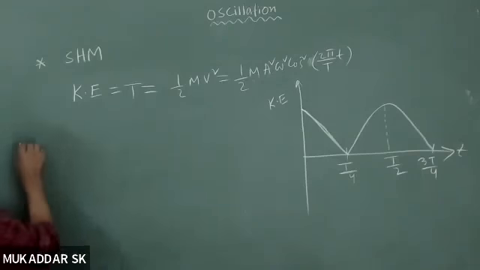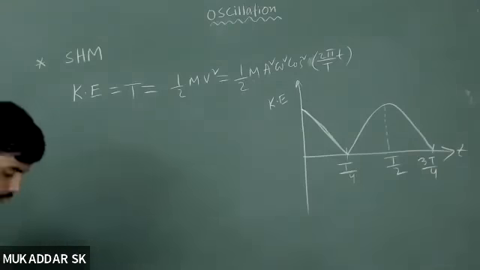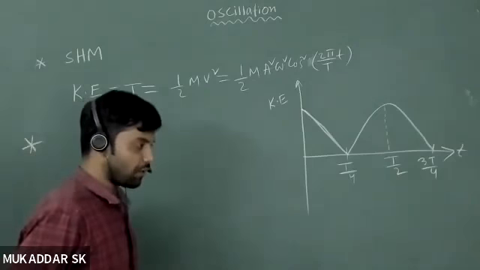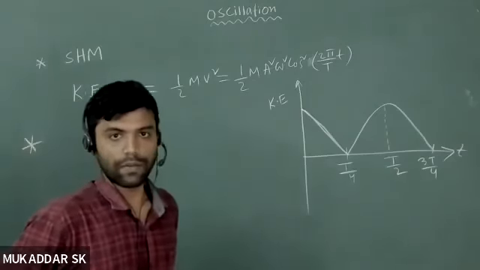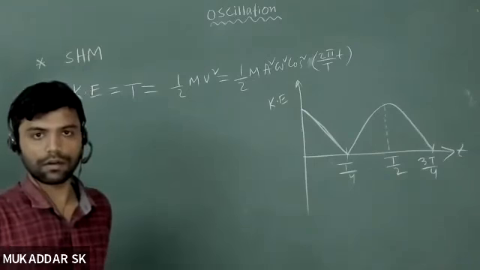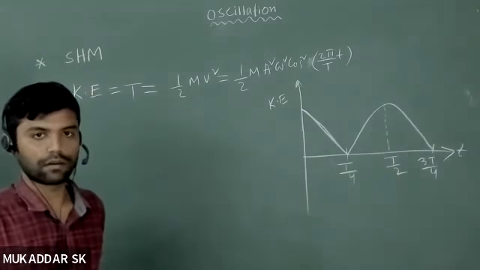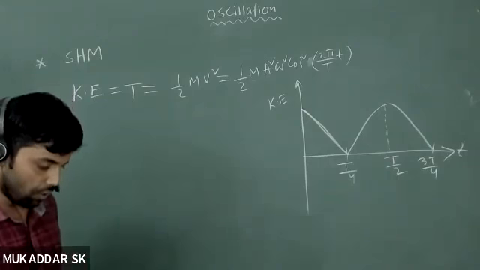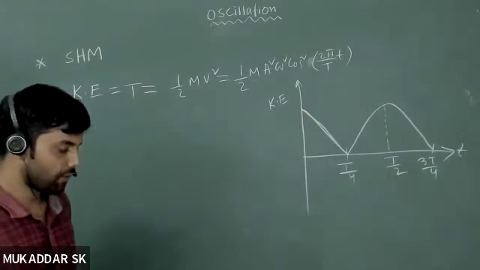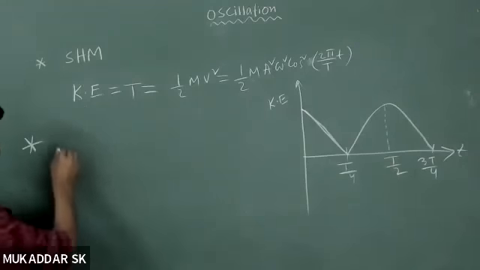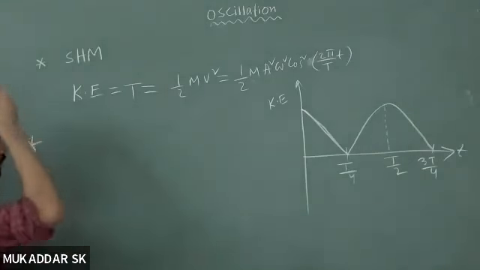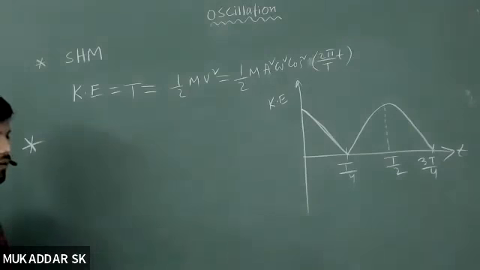Now I'll ask a very simple question. Can you tell me what will be the average speed of a simple harmonic oscillator in a complete oscillation or in a complete cycle? So the question was, what will be the average speed of your oscillator in a complete cycle?